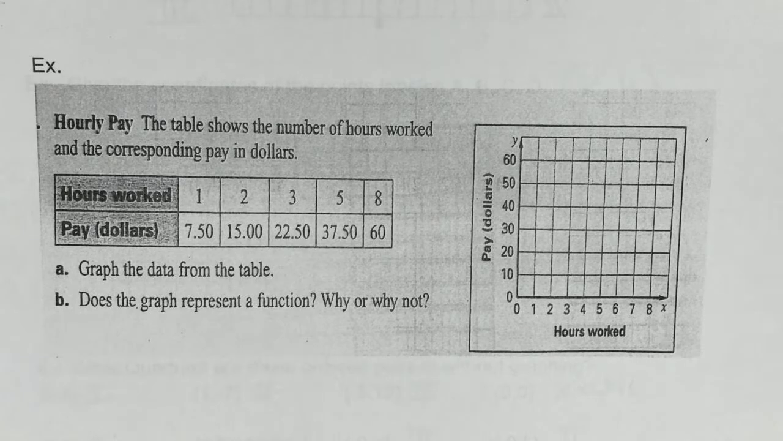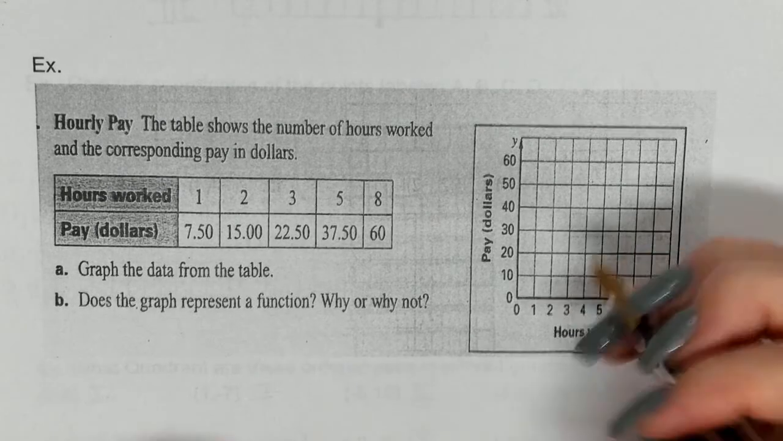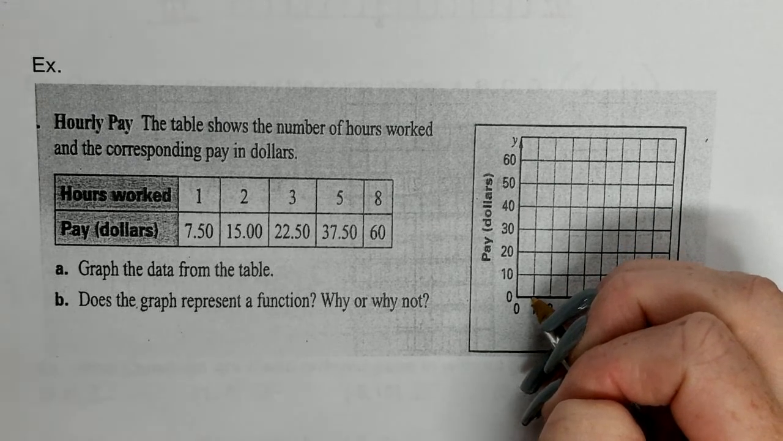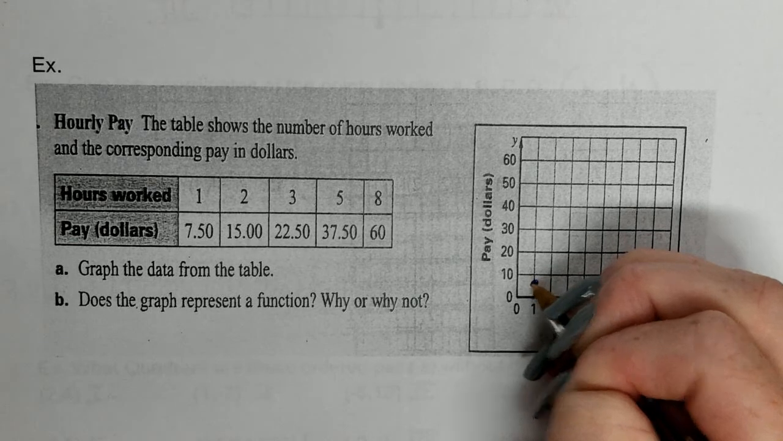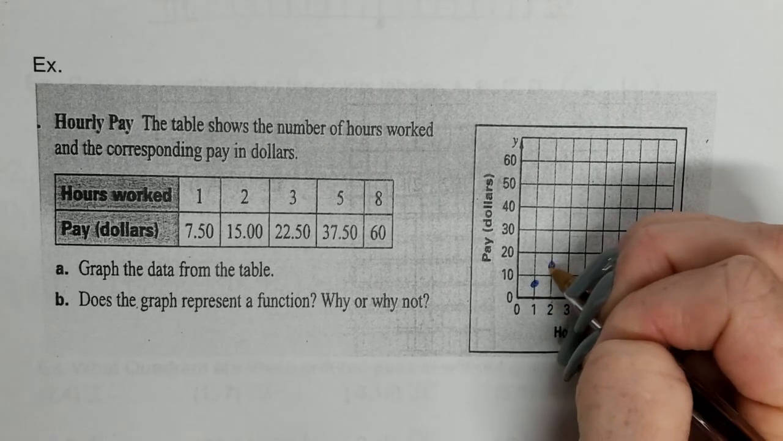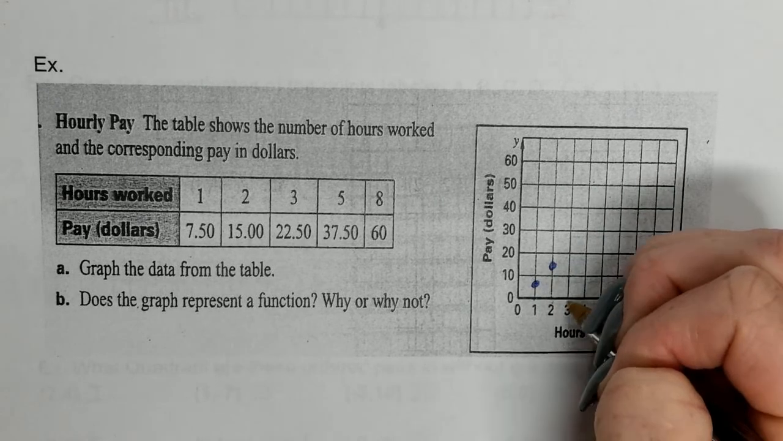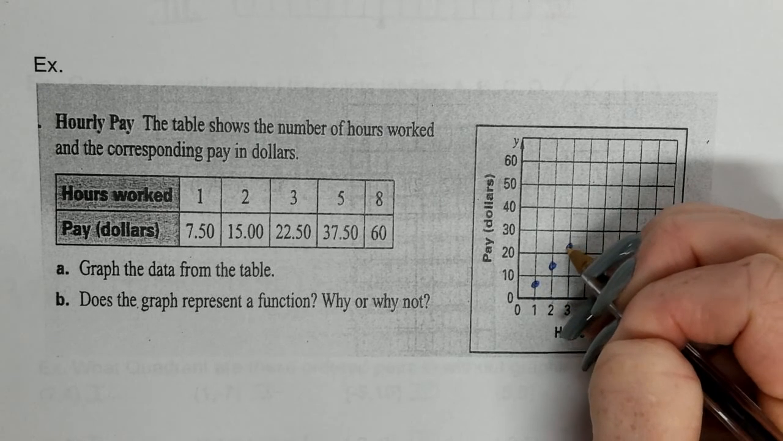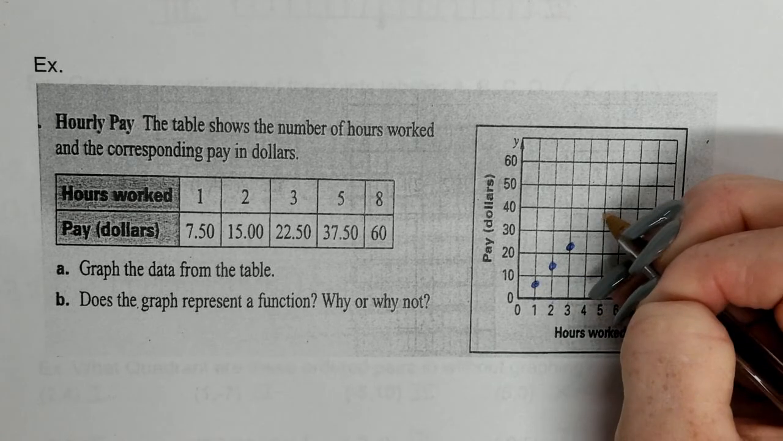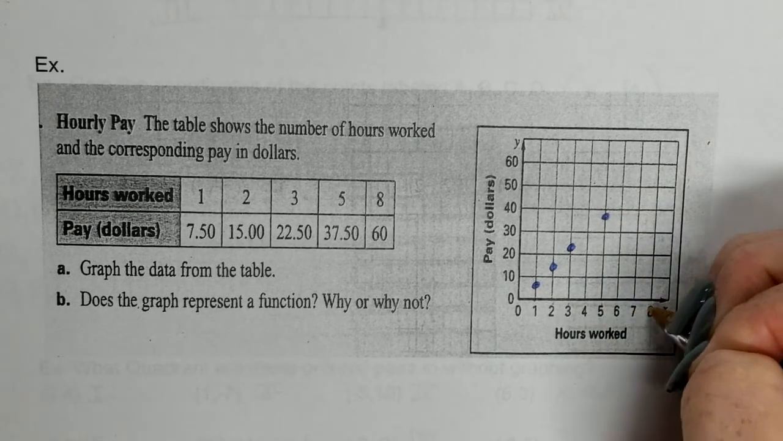So on the x-axis, I go to 1. And then I'm going to go to where I believe $7.50 would best be represented, which would be somewhere like in here. Do y'all agree? All right, then I'm going to go to 2, 15. Then 3, 22.50. 5, 37. 8, 60.